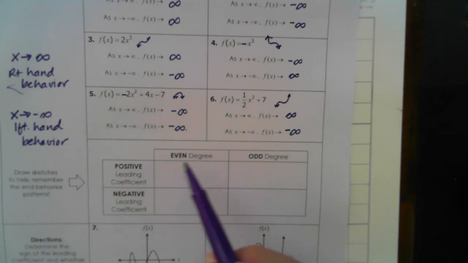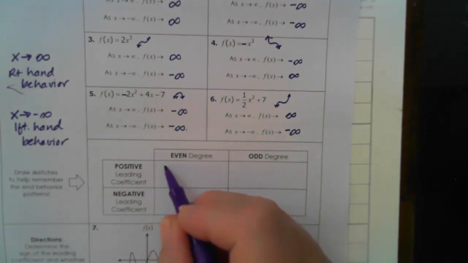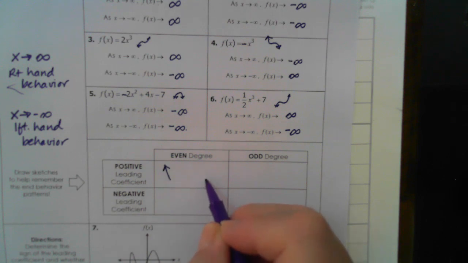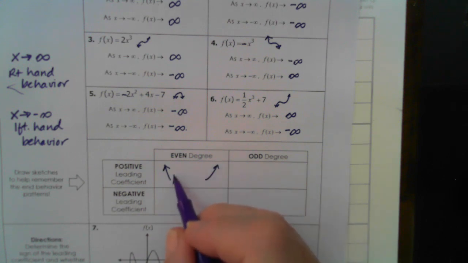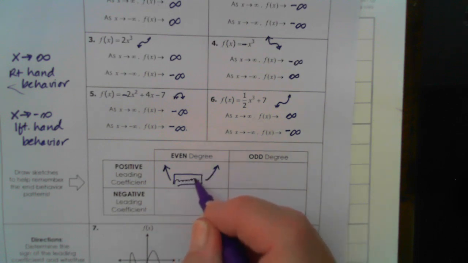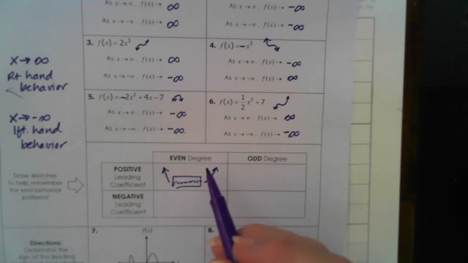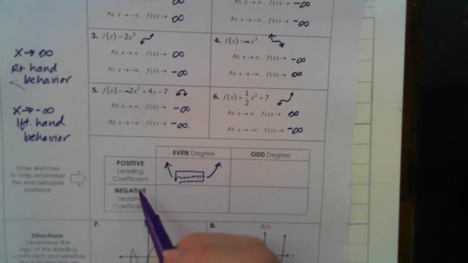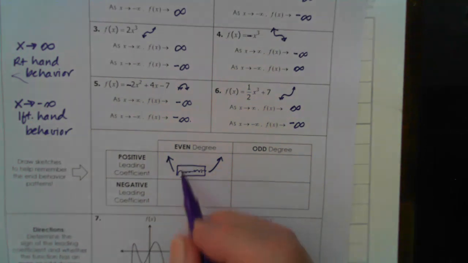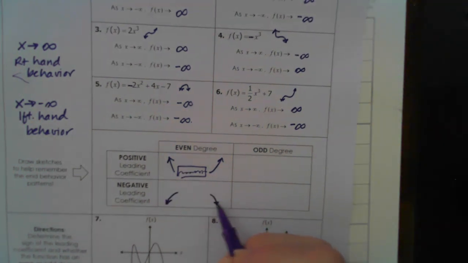So in an even degree, when it's a positive leading coefficient, the left-hand side is going up and the right-hand side is going up. And what's happening in between here, it doesn't really matter. Whether it's a fourth degree, fifth degree, it doesn't make any difference. But the end behaviors, they're both going up. When the leading coefficient is negative, again, since it's even, both of the end behaviors will point down.